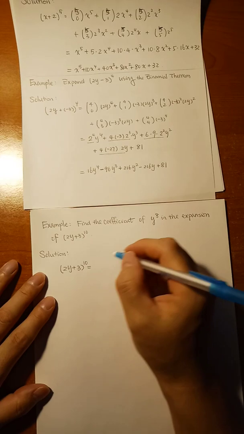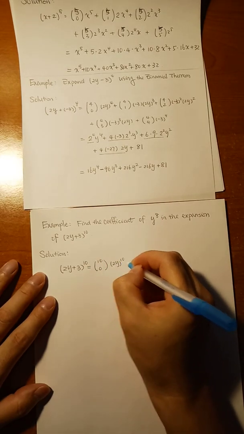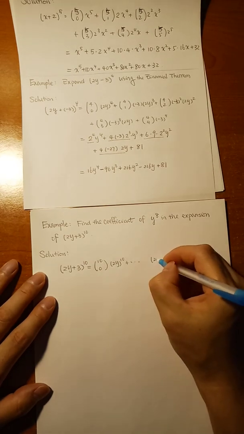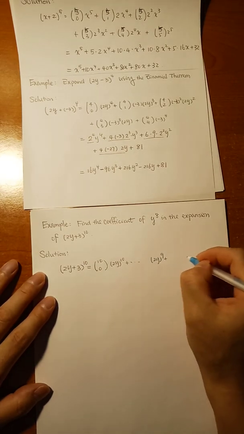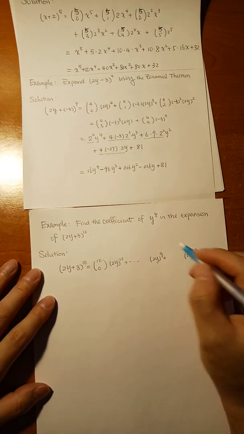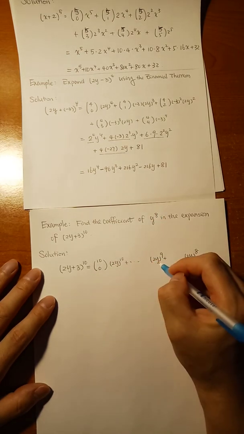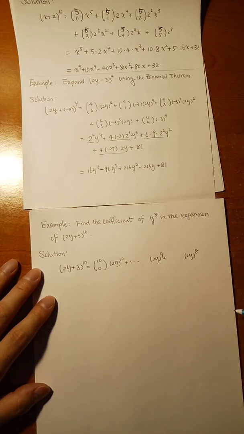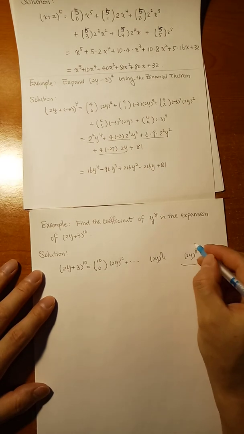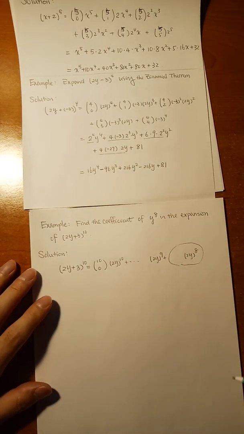So the first one is 10 choose 0, then you will have 2y to the 10. Next, you will have 2y to the 9. And then you have 2y to the 8. Only in this term will you have y to the 8. Other terms have y to the 10, y to the 9, y to the 7, down to y to the 0, nothing. So only this term will give you the answer to your question.